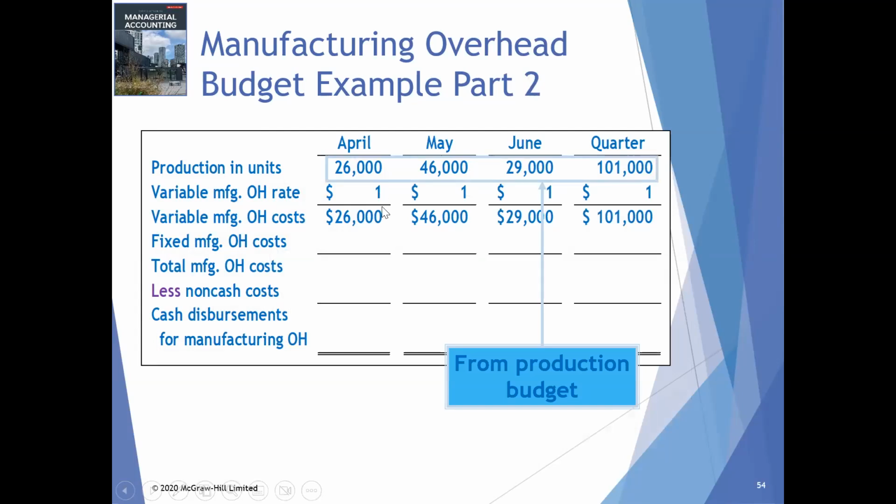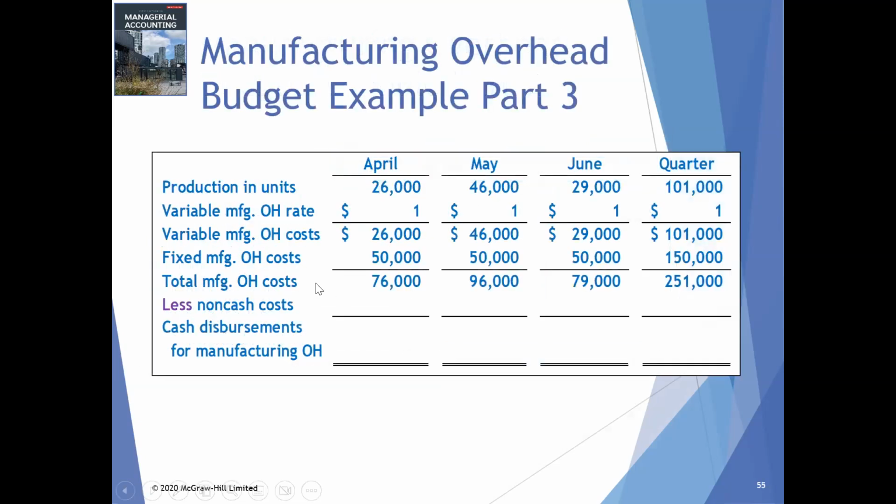So look at this. We have the production units for the months of April, May, and June, and one is the rate, so at the rate of 1 overhead. The variable manufacturing overhead rate is given, and the variable manufacturing overhead cost is calculated. After that, the fixed manufacturing overhead of $50,000 is added, and this is the result, the total manufacturing overhead cost.